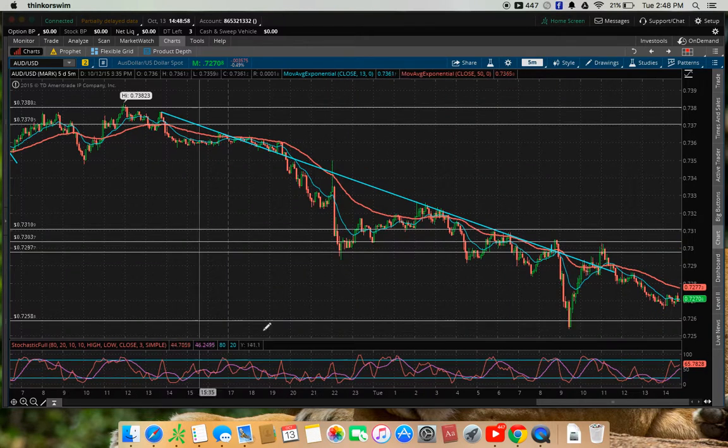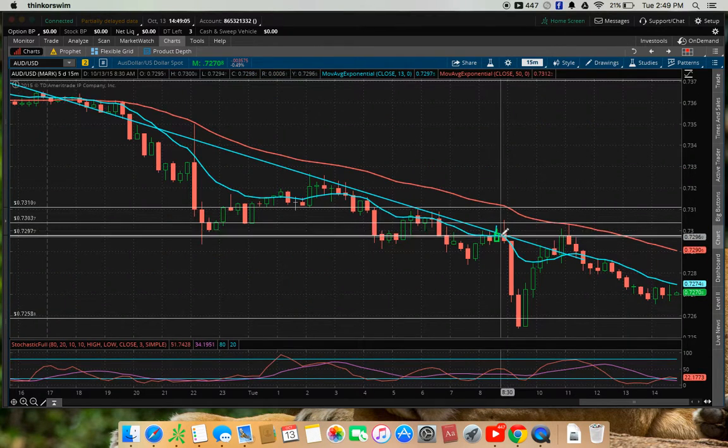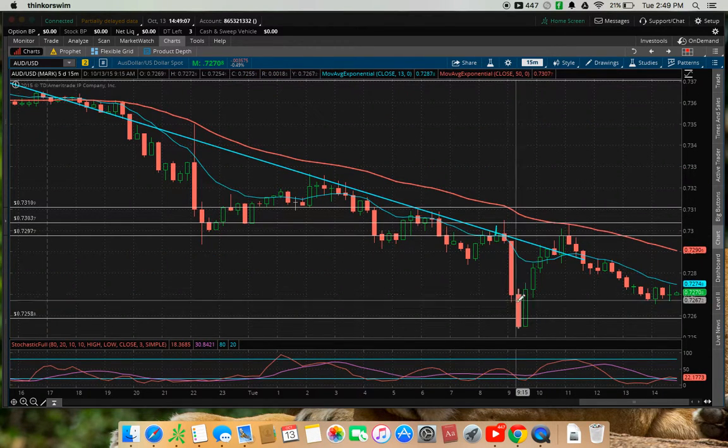And that's what happens, folks, when your stops are way too tight. I'll show you guys on a 15-minute. It was nothing but a wick out, closed right below, and then fell. That was about a 50 pip move. I had about 10 or 12 pips of risk.